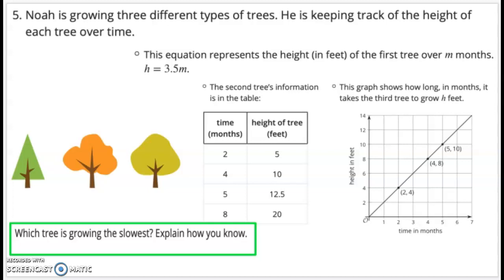Question 5. Noah is growing 3 different types of trees. He's keeping track of the height of each tree over time. He has represented this information 3 different ways.